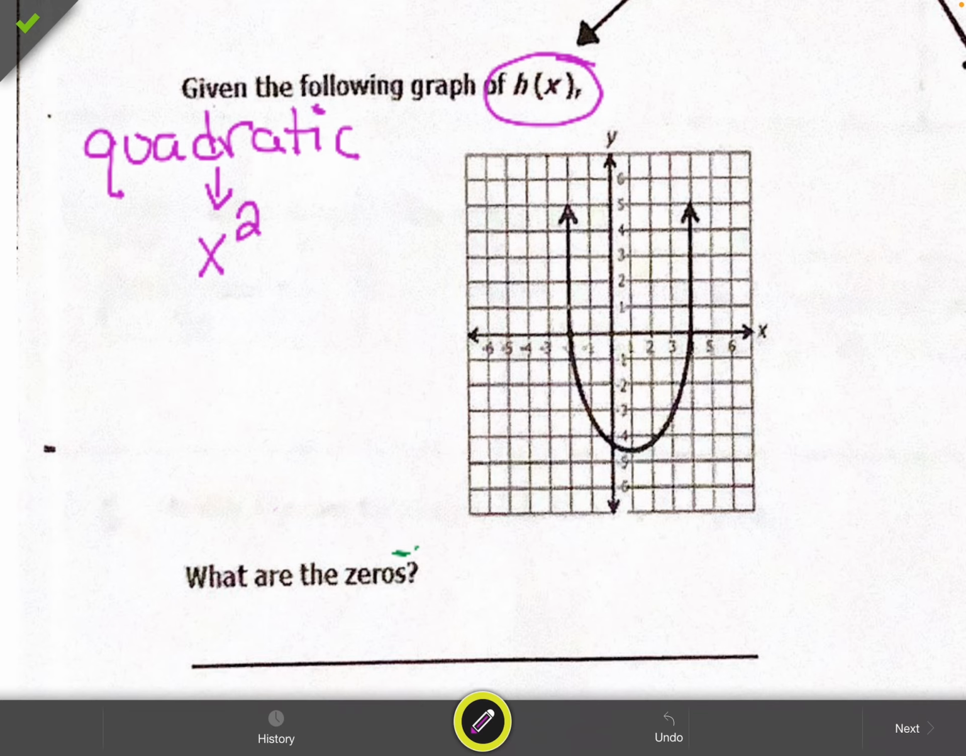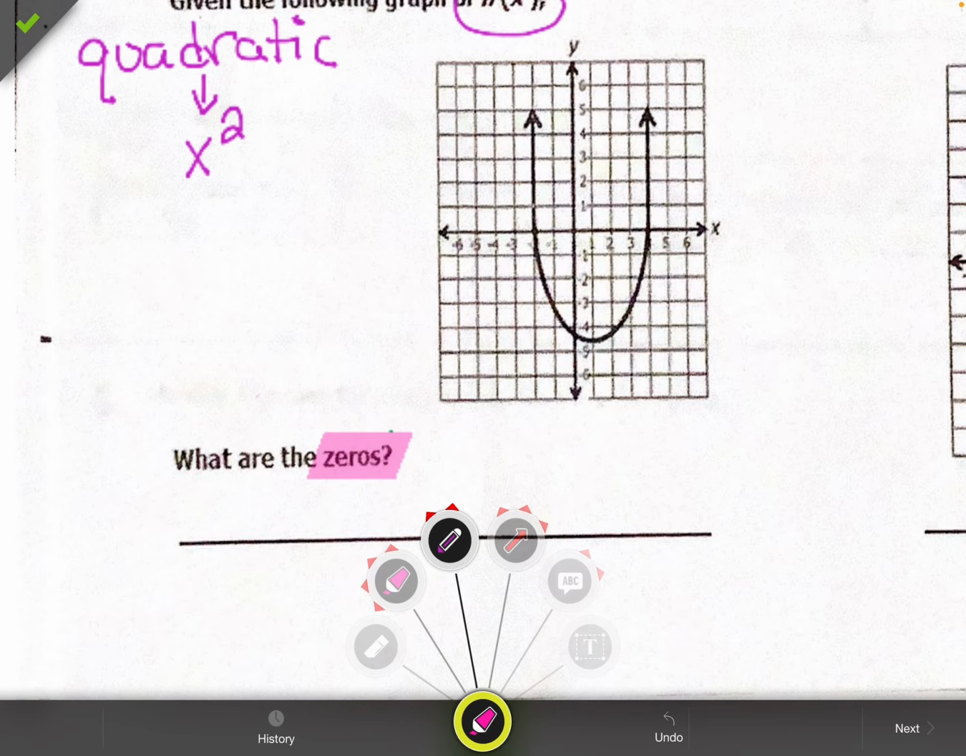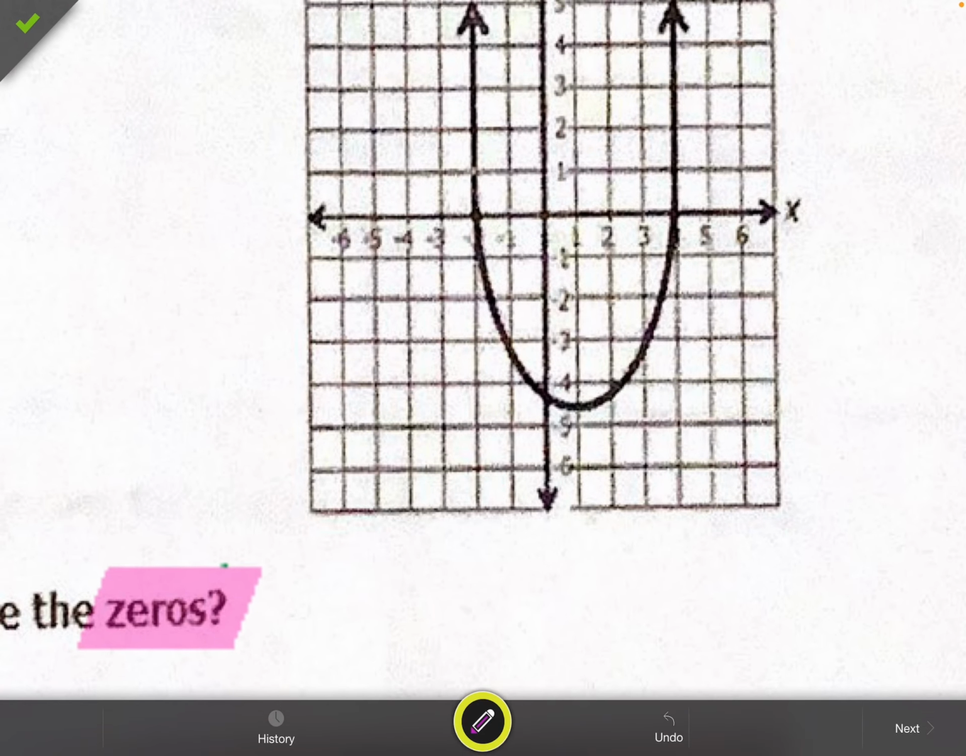Okay. Now, right now, we don't know if it's 2x squared or 3x squared. We don't need to know that. We just need to know that, oh, it's U-shaped, makes it quadratic, makes it have an x squared. And notice what they're asking you here. What are the zeros? So again, this is one of those key words. Zeros just mean x-intercept. So all you have to do is come up to your graph. Where does it cross your x-intercept?